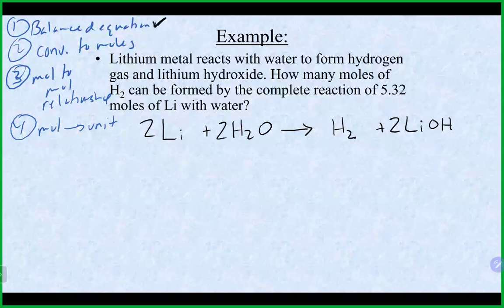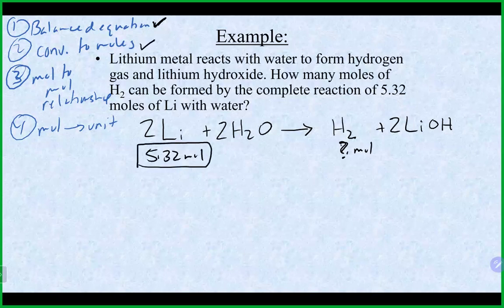Now, if we look at what was given to us, we want to know how many moles of hydrogen. So we're ultimately looking for how many moles of this guy here we're going to form, if we started with 5.32 moles of lithium. So step number 2 is to take whatever they gave us and convert it to moles. In this particular case, this is the only actual number they gave us, and it's already in moles, so we don't have to do that.